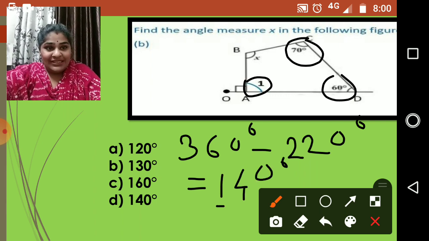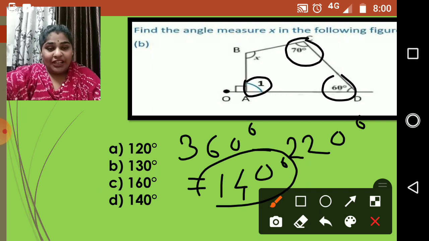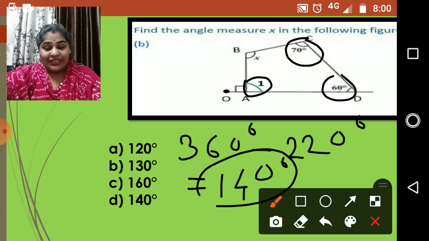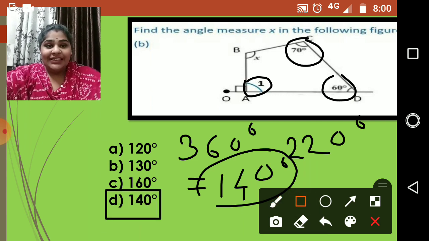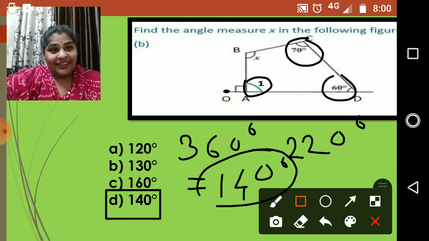So once I got the answer, I will choose the correct option from the given alternatives, that is 140 degrees. Hence angle x is equal to 140 degrees.